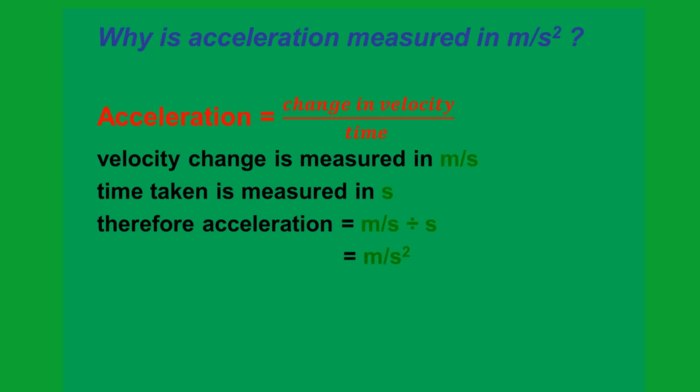Why is acceleration measured in meter per second square? Because acceleration equals change in velocity divided by time taken. The change in velocity is measured in meter per second, and time taken is measured in seconds. So acceleration equals meter per second divided by second. That's why meter per second square. This is very important. The unit of acceleration is meter per second square.